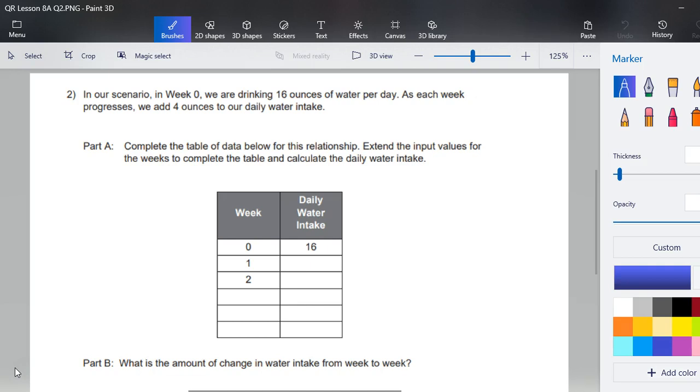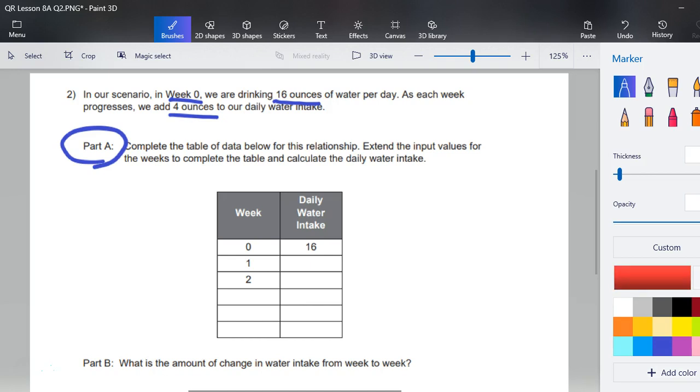the video. Starting at question 2, in our scenario in week 0, we are drinking 16 ounces of water per day. As each week progresses, we add 4 ounces to our daily water intake. Part A asks us to complete the table of data below for this relationship. Extend the input values for the weeks to complete the table and calculate the daily water intake.